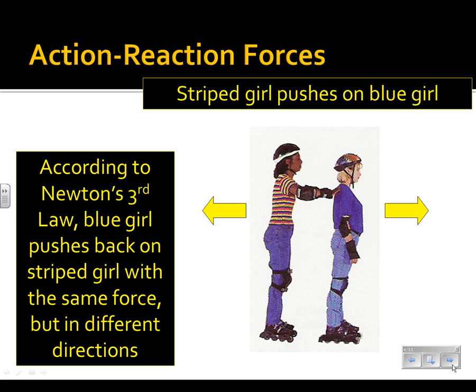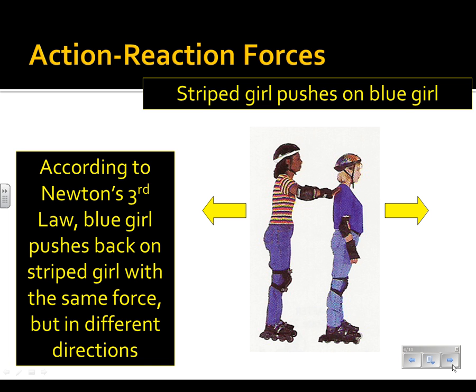But this force is on blue girl, and this force is on striped girl. Will they cancel each other out? They can't. They're not on the same object. If we drew a free body diagram, would those two forces appear on the same free body diagram? No. One of them would be on blue girl's free body diagram. The other one would be on striped girl's free body diagram. Those forces can't cancel each other out. Does that make sense? Okay.